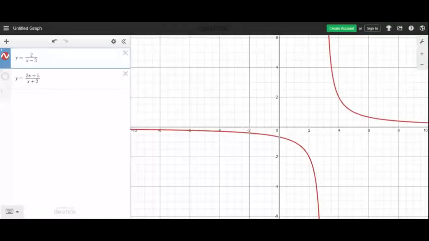All right, so this is our graph of r of x equals 2 over x minus 3. And so if we're looking in this case for the domain, let's start there. I'm looking at my x values. What's the domain going to be for that graph?